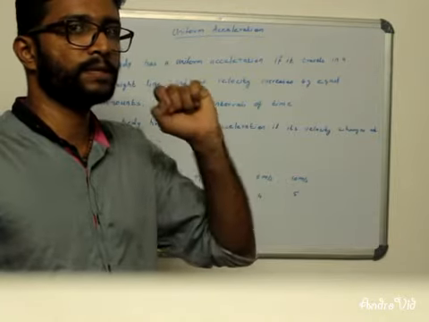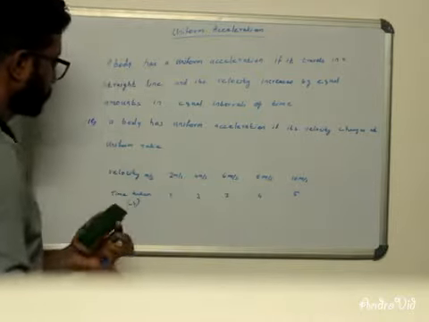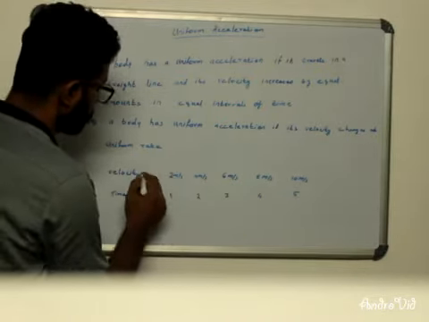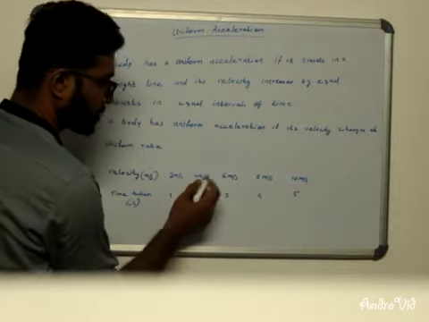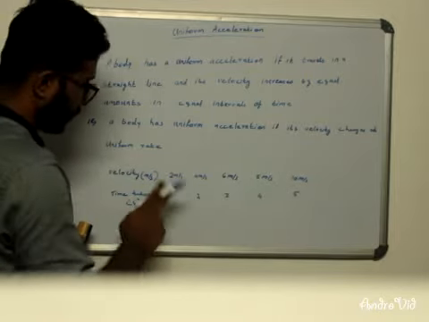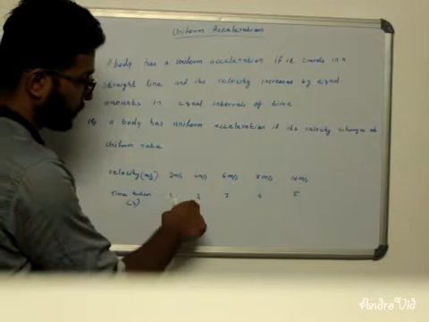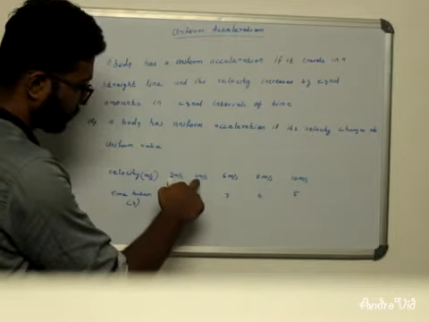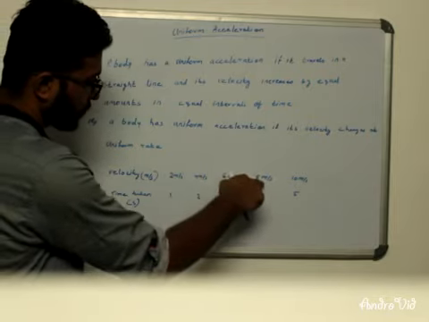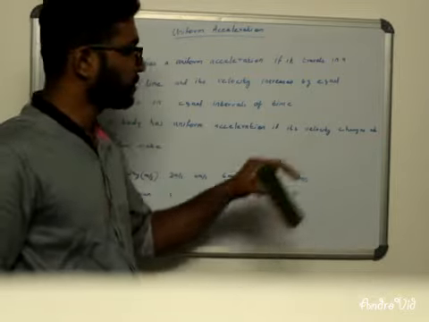So for example, here I have given a column. In this you can see velocity is given. Velocity in meter per second: 2 meter per second, 4 meter per second, 6 meter per second, 8 meter per second, 10 meter per second. In the first second it was 2 meter per second, then 4 meter per second, in the third second it was 6 meter per second, in the fourth second it reaches 8 meter per second, and in the fifth second it reaches 10 meter per second.